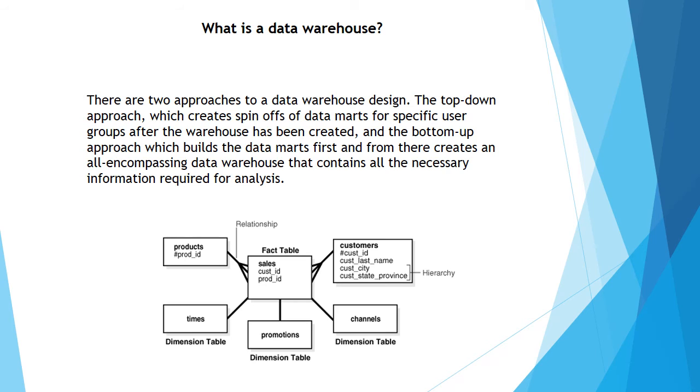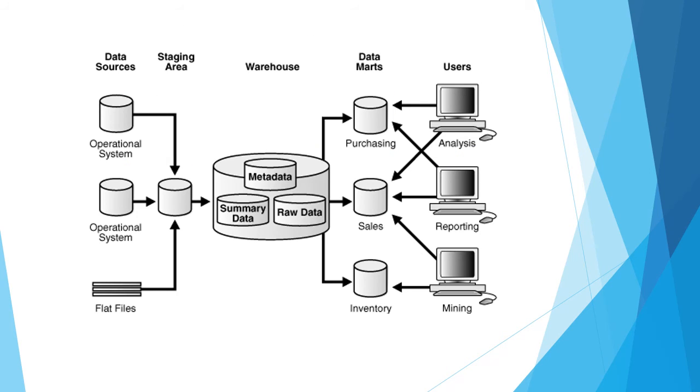There are two approaches to a data warehouse design. The top-down approach, which creates spin-offs of data marts for specific user groups after the warehouse has been created, and the bottom-up approach, which builds the data marts first and then from there creates an all-encompassing data warehouse that contains all the necessary information required for analysis. In this example, we can see how the operational systems all come together to form one giant warehouse which contains the metadata, the summary data, and the raw data, which can then be sent out into different data marts for purchasing, sales, and inventory, which are treated as their own databases and handled by analysis, reporting, and mining individually.